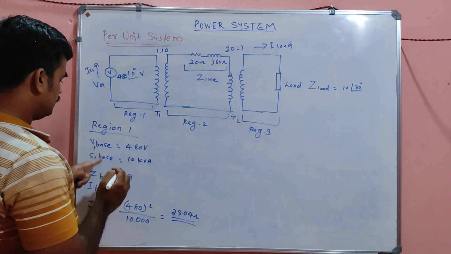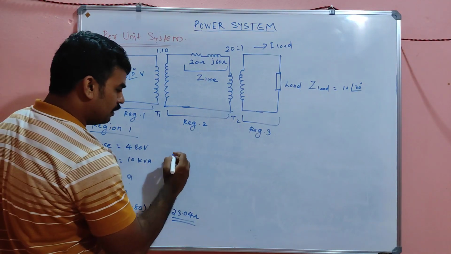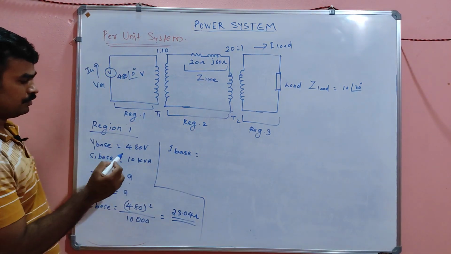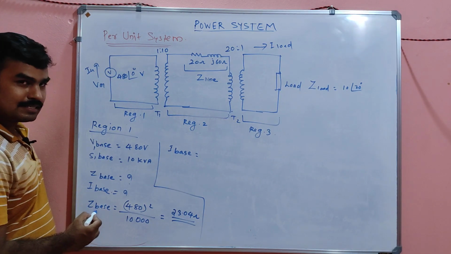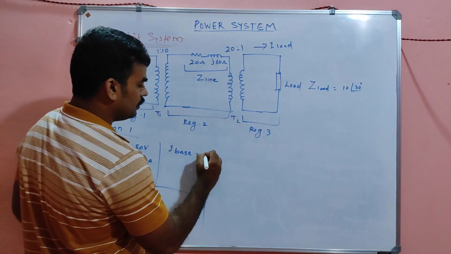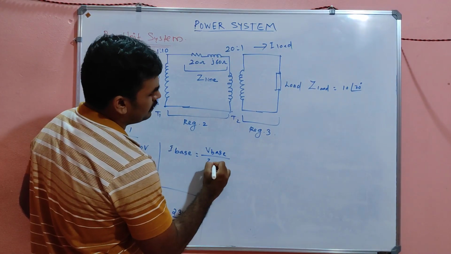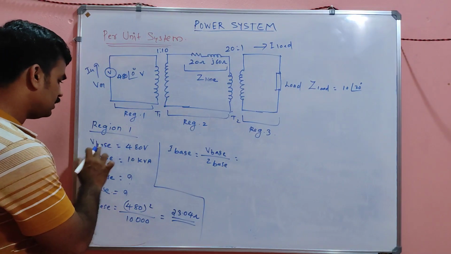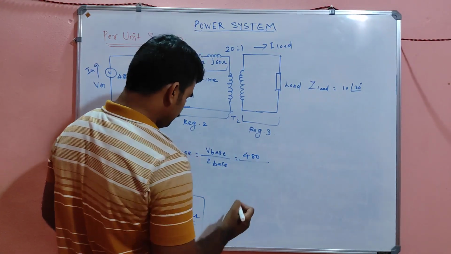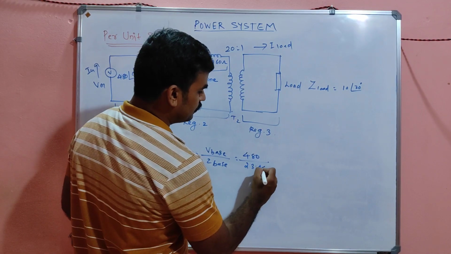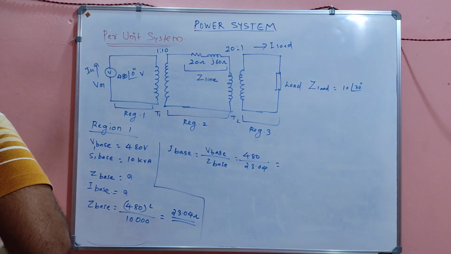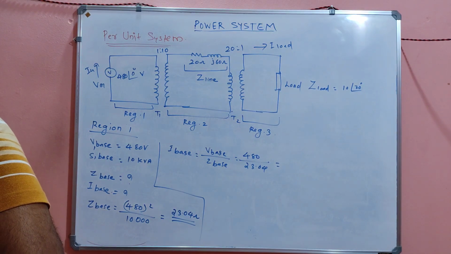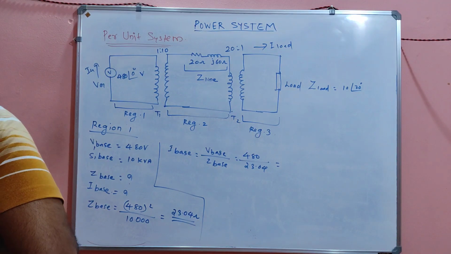And we have to calculate I base also, correct? So what will be I base? If you have V base and Z base, then I base will be V base divided by Z base, simple. I is equal to V by Z. So V base is nothing but 480 and Z base is nothing but 23.04. If you solve this, you will get I base equal to 20.83.